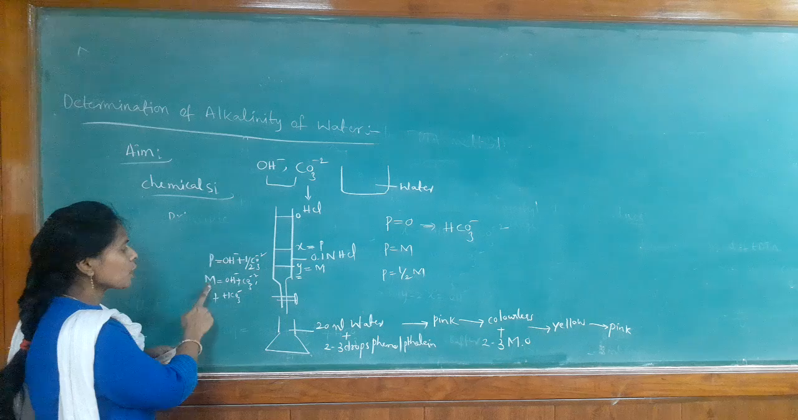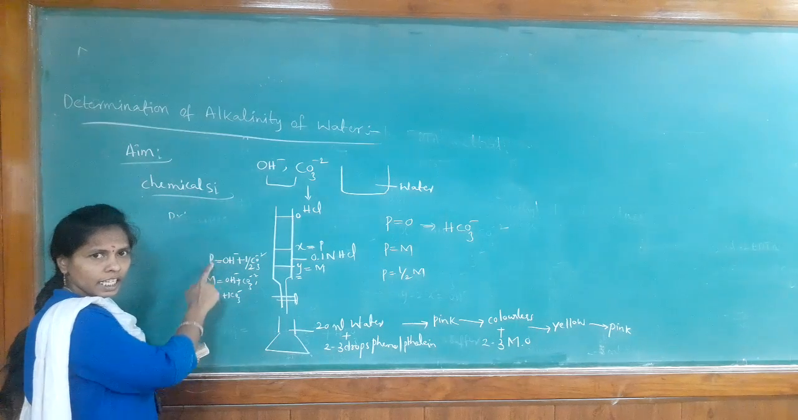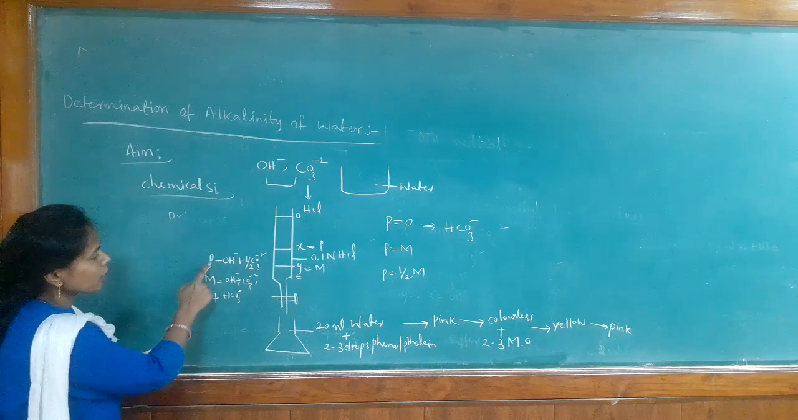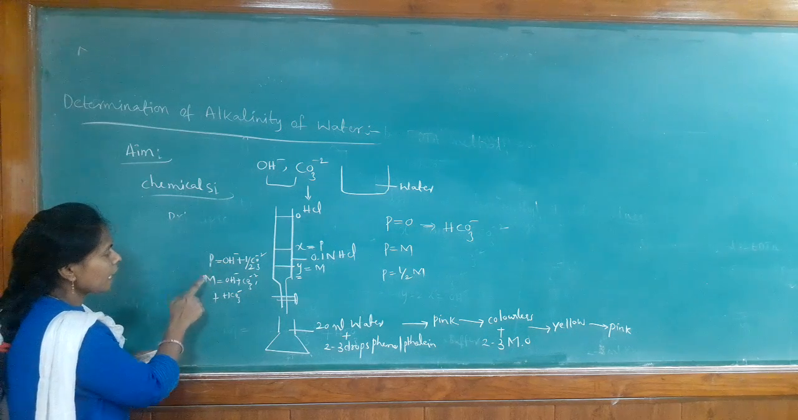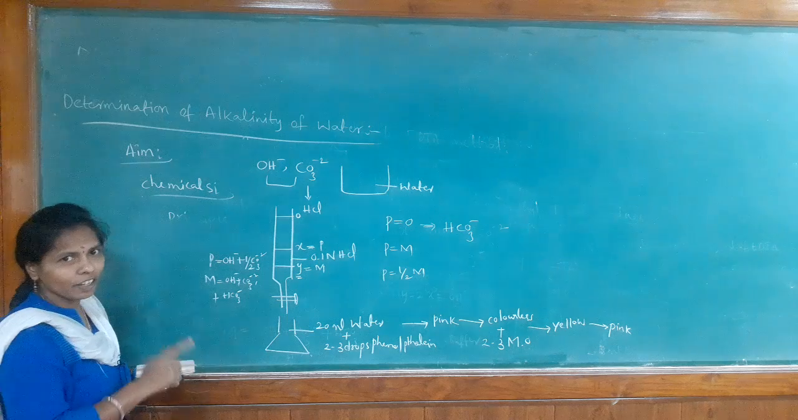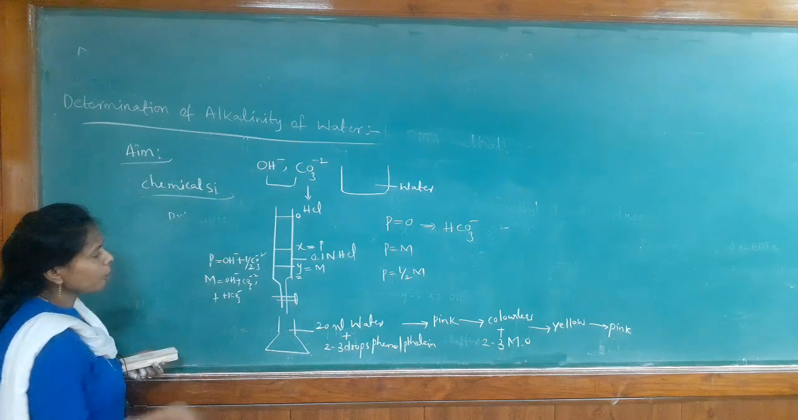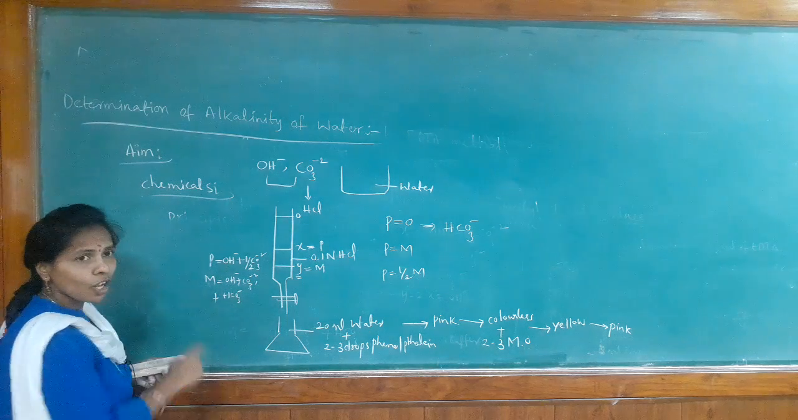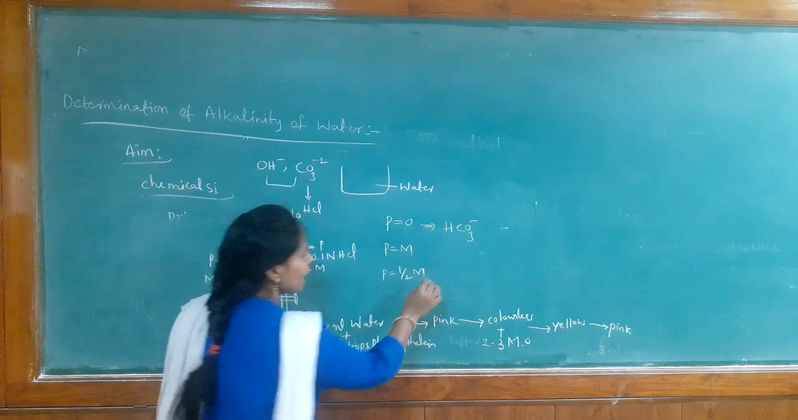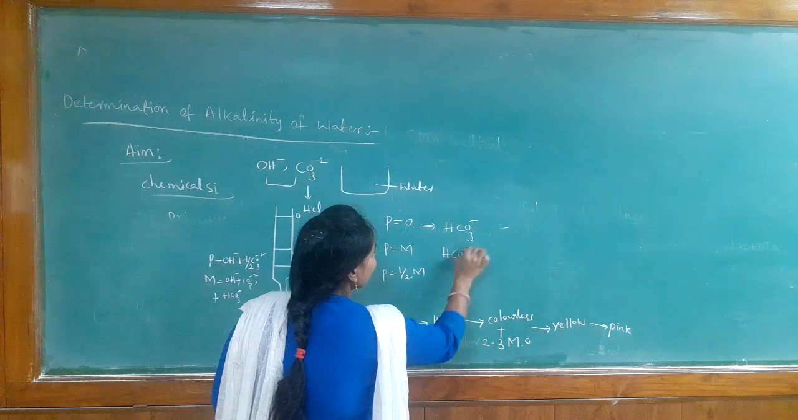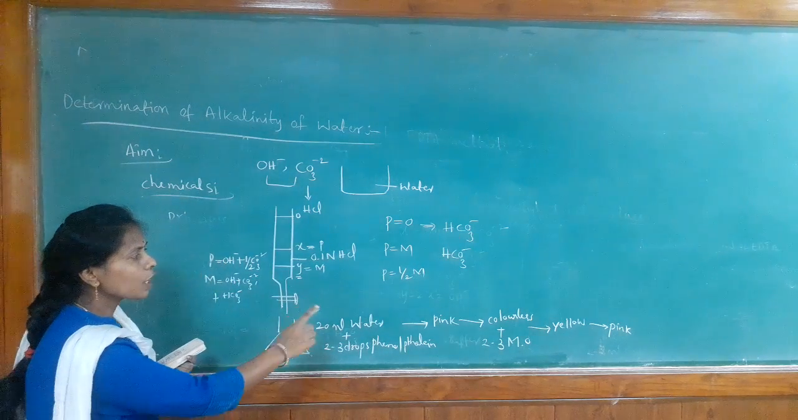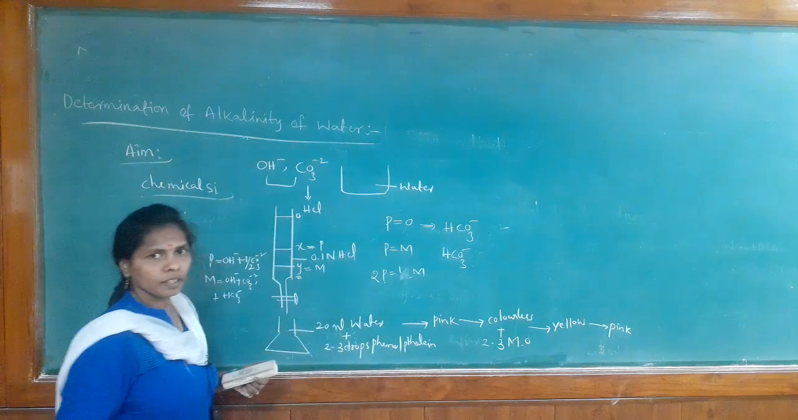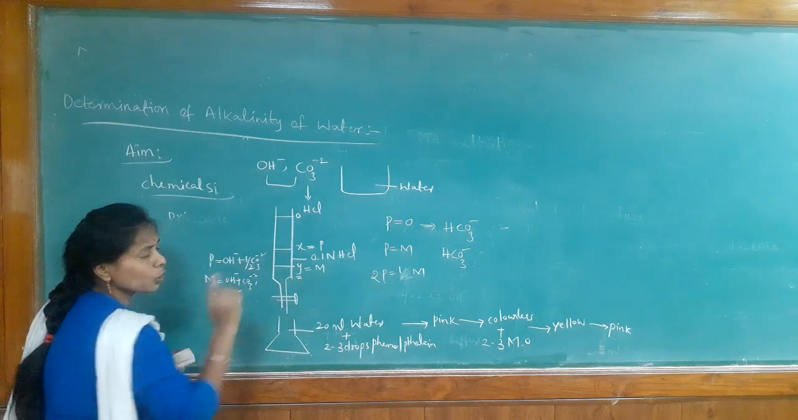Now P equals M. P equals M means the P end point and M end point are equal. Which ions are extra here? Here also bicarbonate ions are extra, so bicarbonate alkalinity. Now P equals half M, that means M equals 2P.